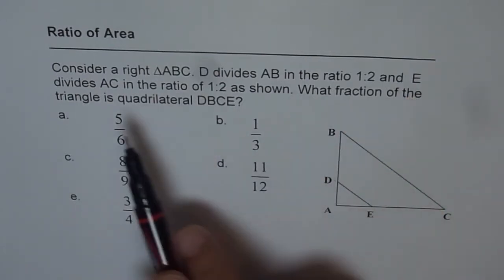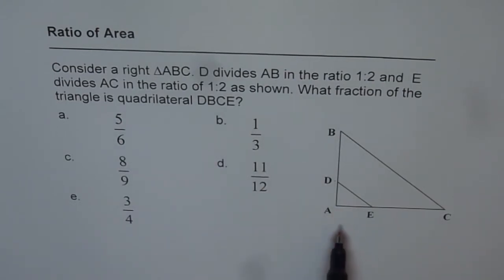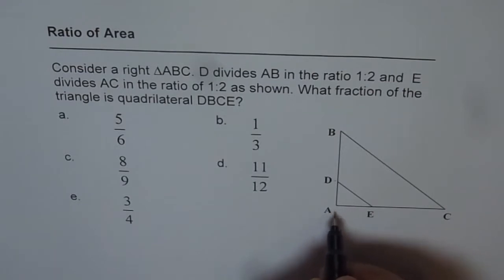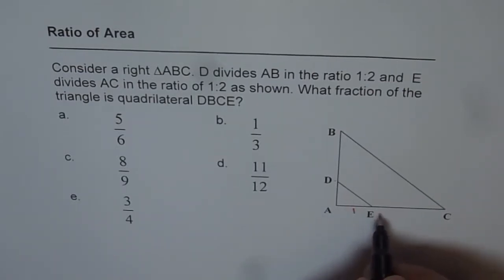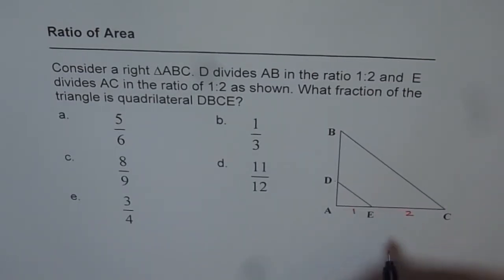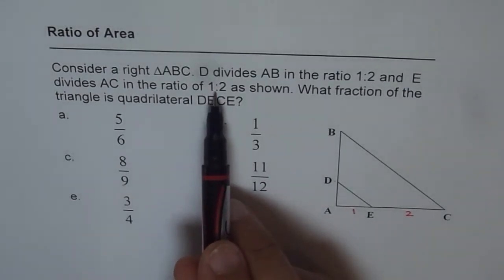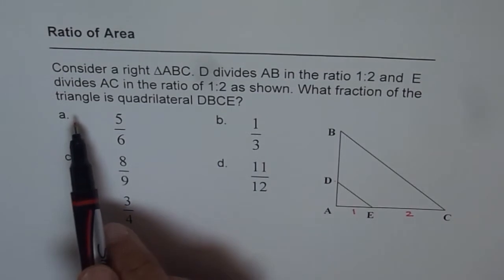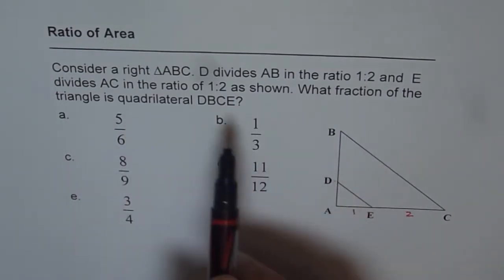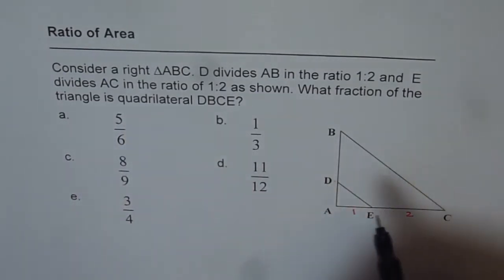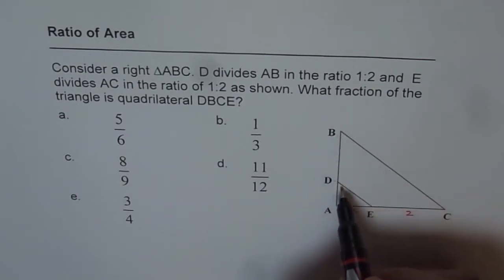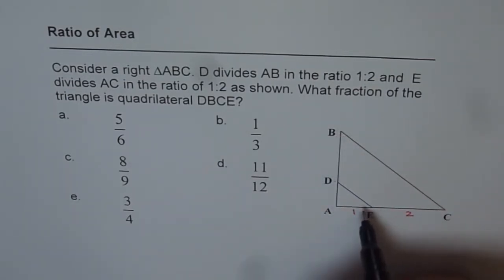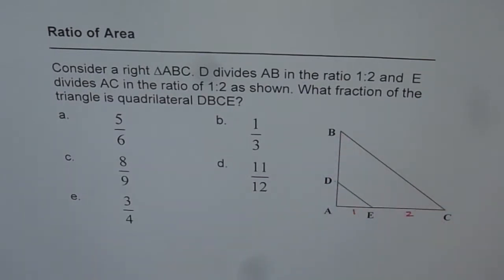And E divides AC in the ratio of 1:2, as shown here. So that means if AE is 1, then EC is 2. That is what we mean by saying dividing into the ratio of 1:2. What fraction of the triangle is quadrilateral BDCE? That means we need to find the fraction of this quadrilateral BDCE. So that is the question.